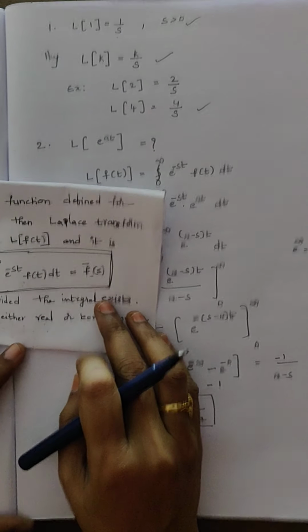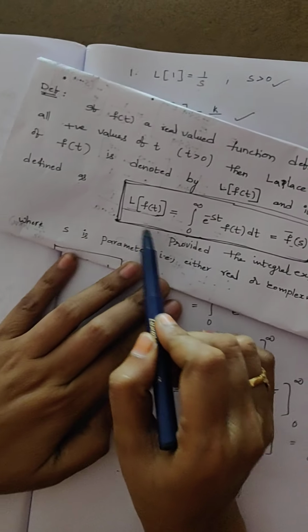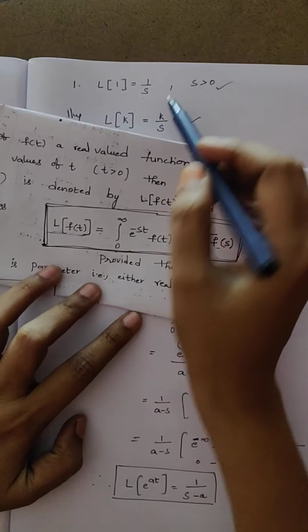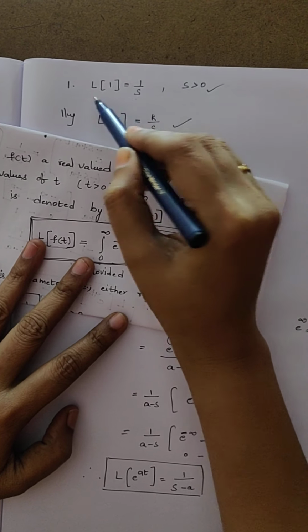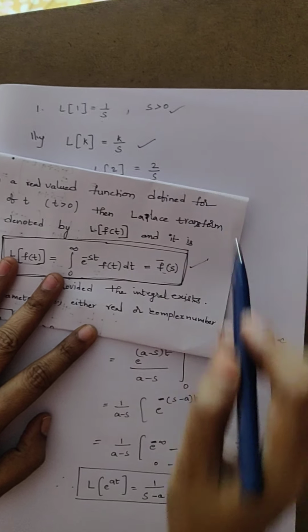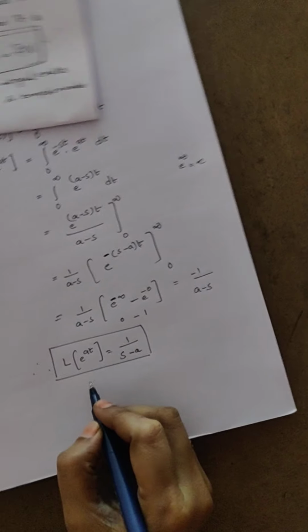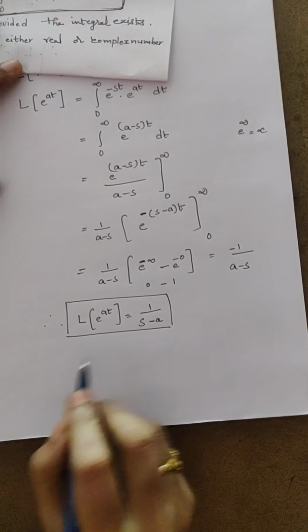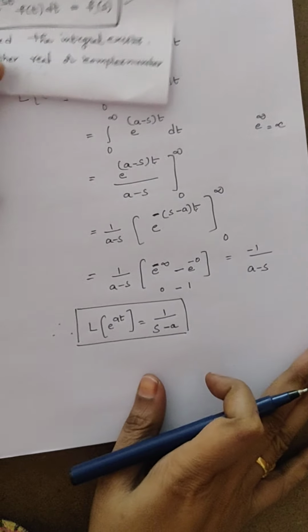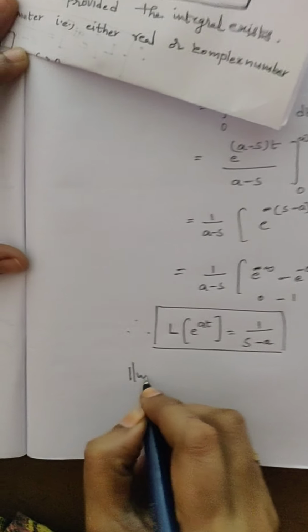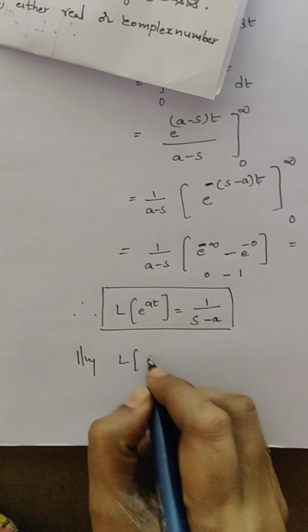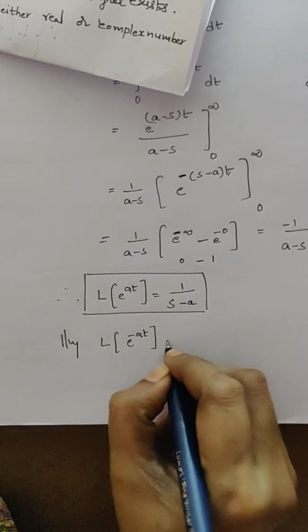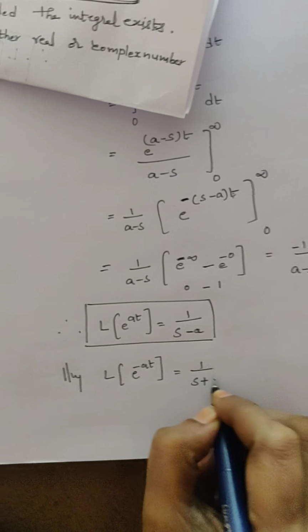Up to now we see the basic definition of the Laplace transform, and we find L of 1 equal to 1 by s and L of e power at equal to 1 by s minus a. Similarly, we will get L of e power minus at equal to 1 by s plus a.